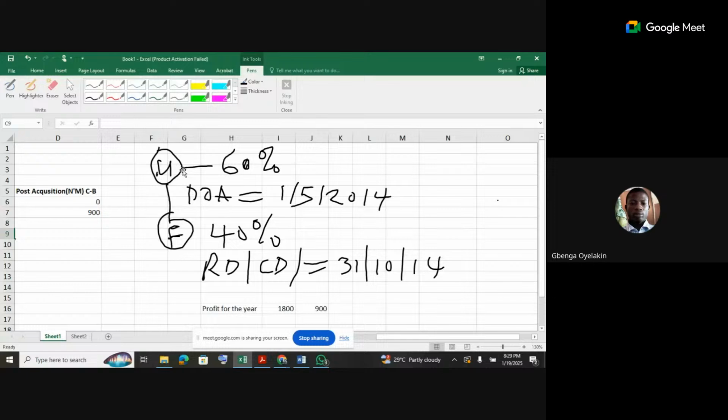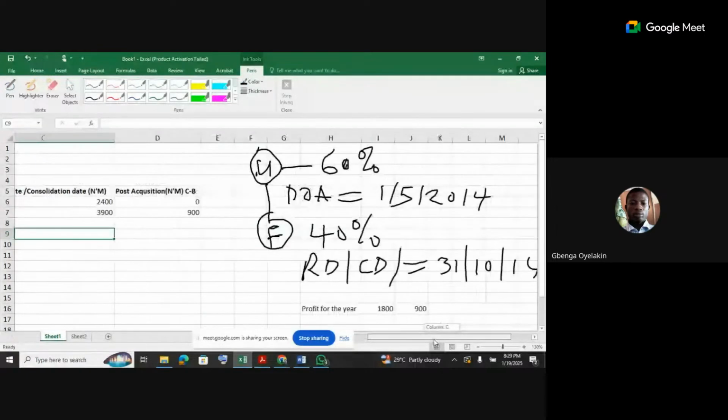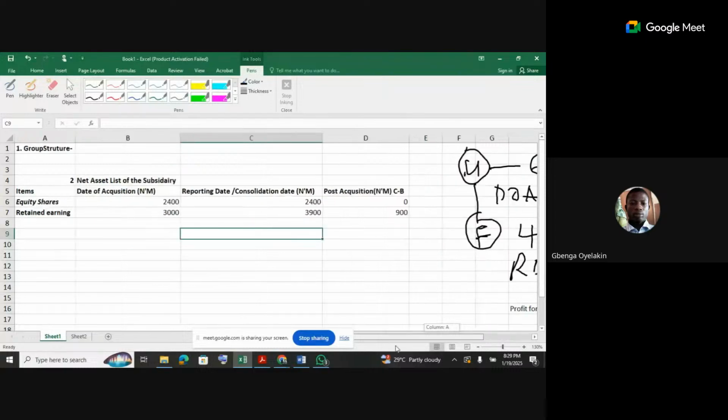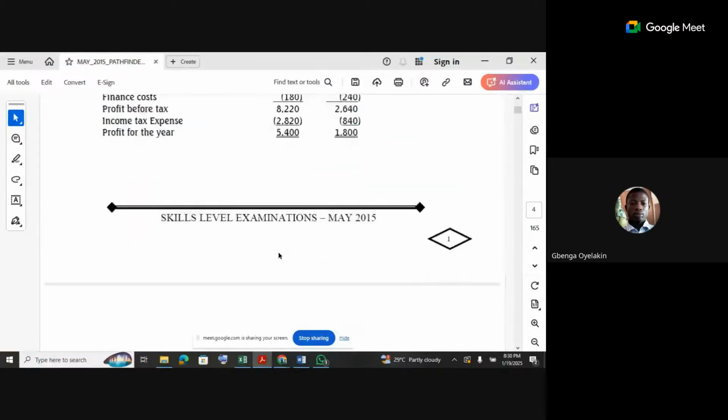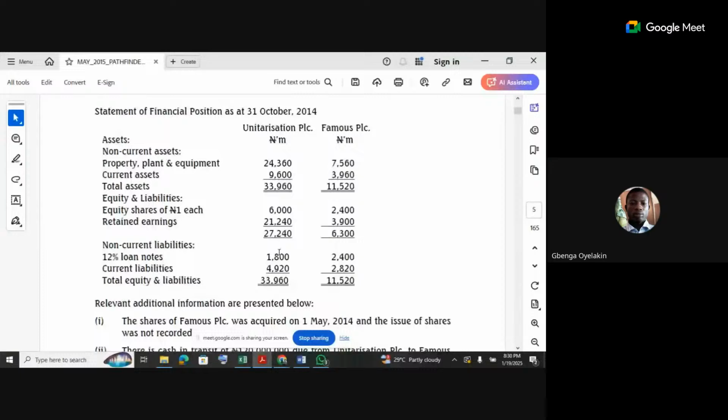And now we are out of the big 5 that you say we should first of all consider anytime we want to do consolidation. We have done that of group structure. The next one we are looking at is net asset of the subsidiary. And you say how we can get the net asset of the subsidiary is by going to their statement of financial position, where we are going to see the actual assets of the subsidiary.